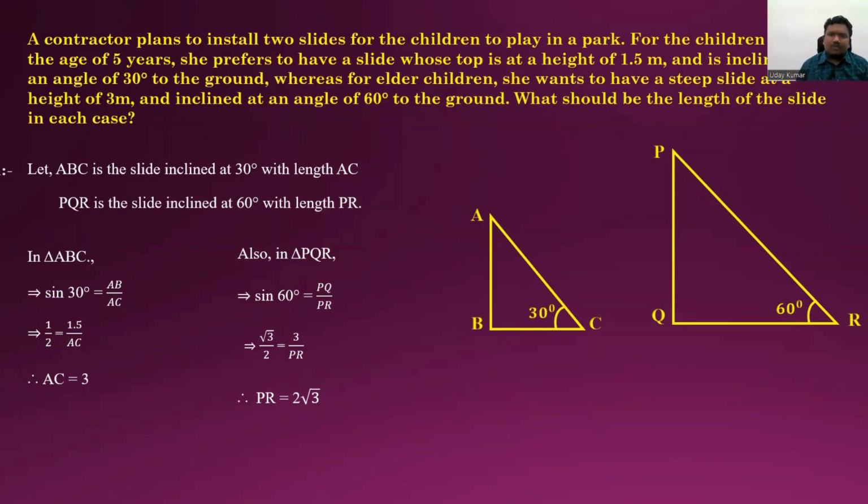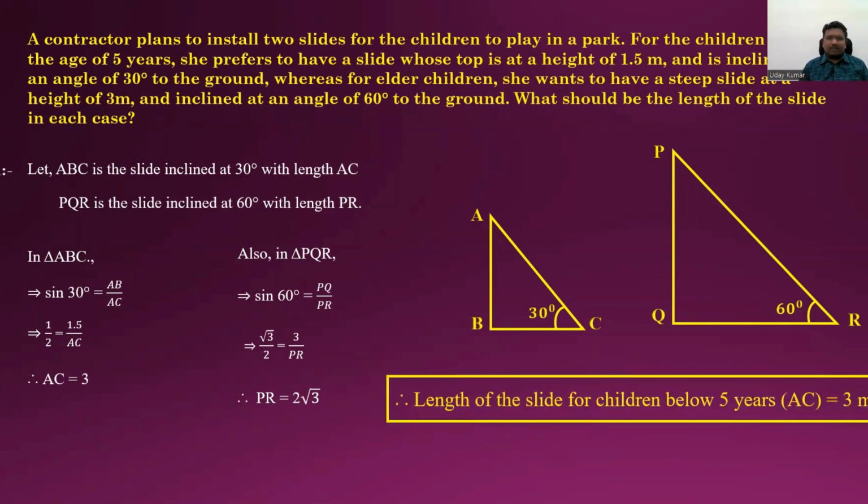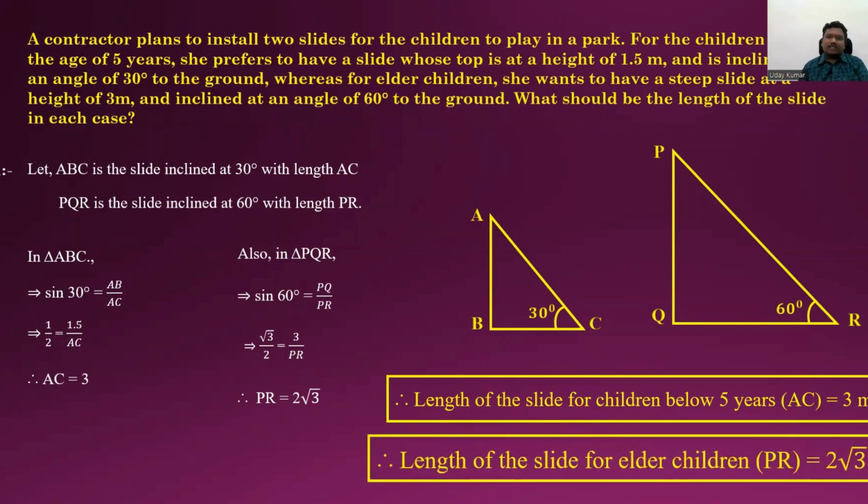Okay. So can we leave it here itself? AC is equal to 3 meters, PR is equal to 2 root 3 meters. Is that okay? No, you know that. You have to write the conclusion. So let's write the conclusion. Length of the slide for the children below 5 years, AC, is 3 meters. Similarly, the length of the slide for elder children, PR, is equal to 2 root 3 meters.